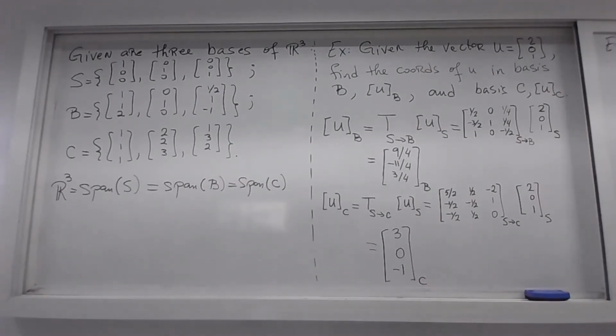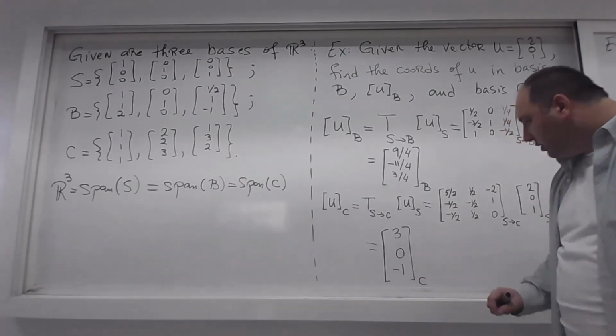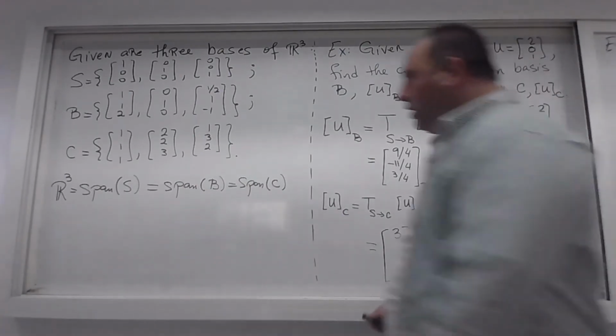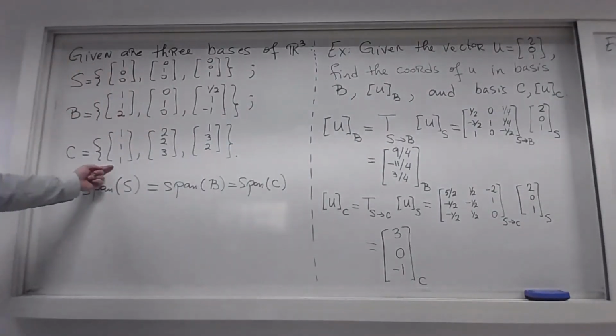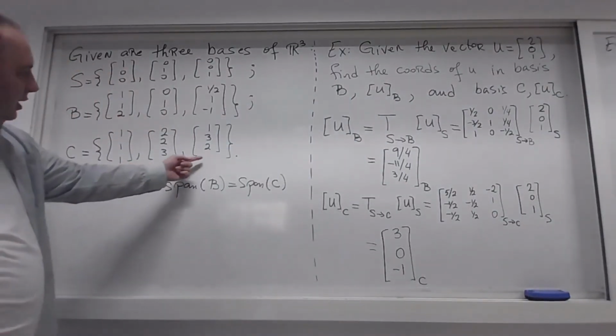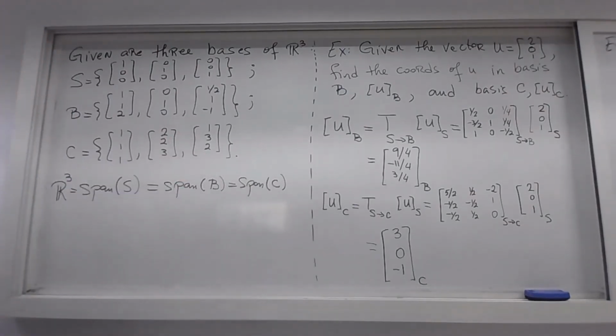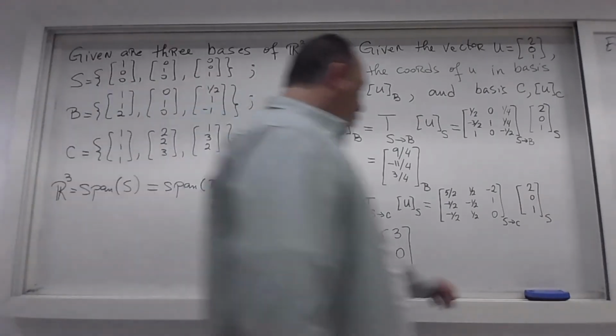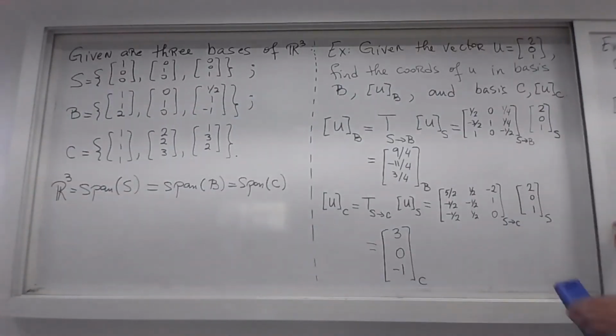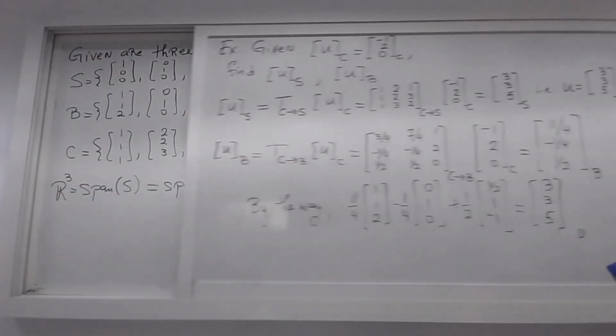What does it mean? It means 3 times first vector from basis C plus 0 times the second plus negative 1 times the third. If you do that, you'll get 2, 0, 1, obviously, at the end. That's what's supposed to happen. Another example.